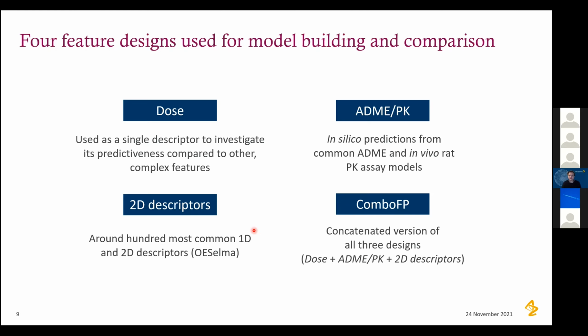The third one is quite an interesting one. This consists of machine learning in silico predicted values of common ADME assays, as well as predictions of in vivo rat PK. So we're actually using machine learning as an input to this machine learning model. And then finally, we concatenated these 3 sets into a 4th set that we termed combo FP, which is a combination of the others.